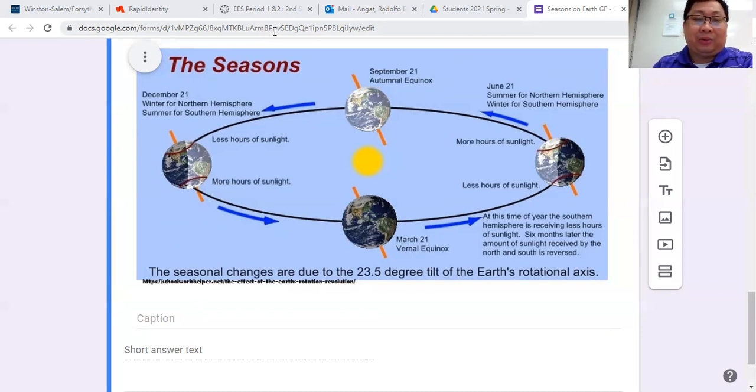Thousands of years from now, our northern star Polaris will change. It will not be Polaris anymore because of precession, and we've learned that in our previous discussion. Hopefully, you still remember that. Again, this is the seasons of Earth, and hopefully, you will remember all the concepts.